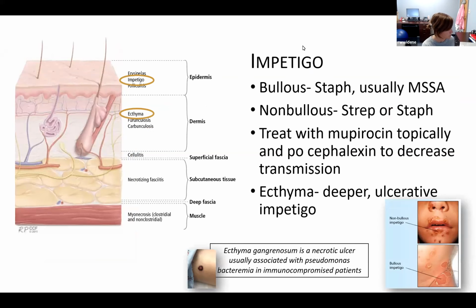Impetigo. Wait, let me make sure I'm following my spectrum maps good. These are also on algorithm form on the pharmacy formulary, if you need it in written-down form. Okay, so impetigo, we got bullous impetigo and we got non-bullous impetigo. And then also kind of in this group is ecthyma, which is just a deeper impetigo.